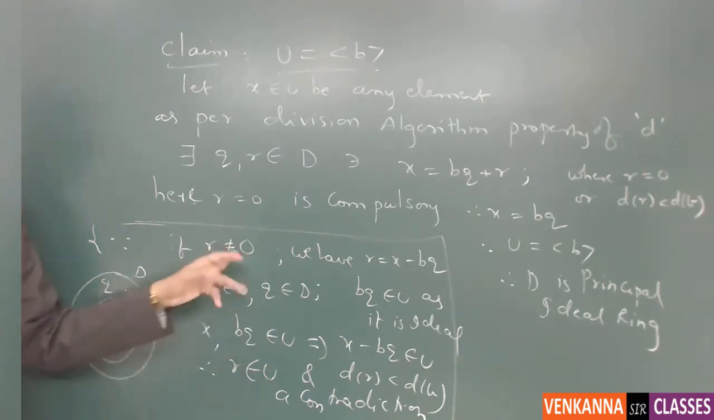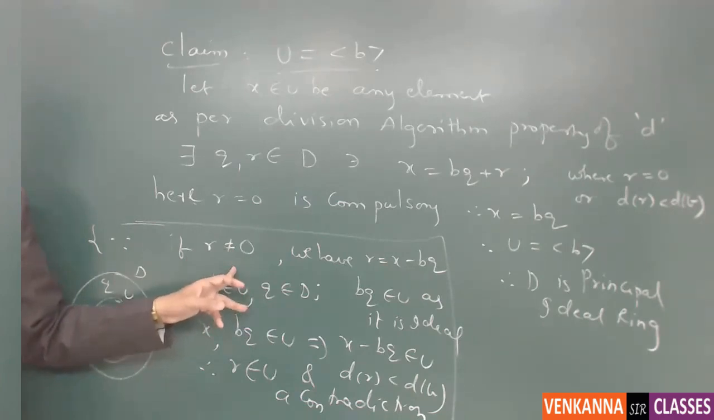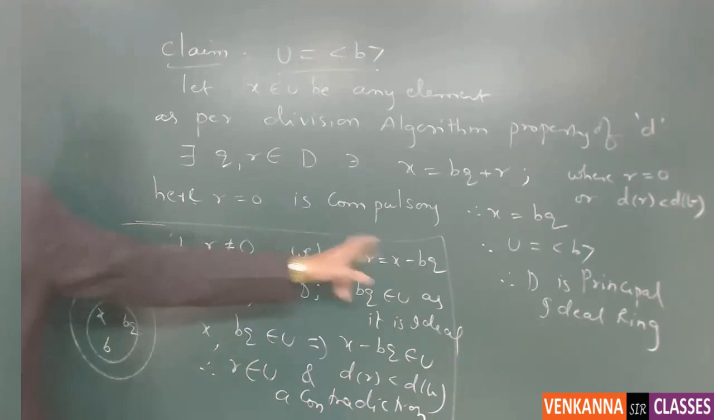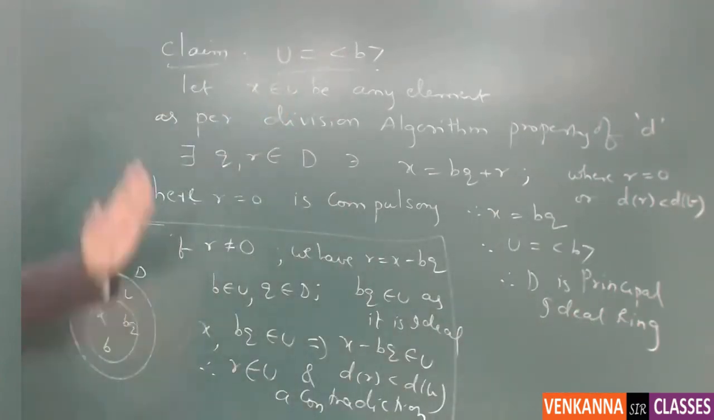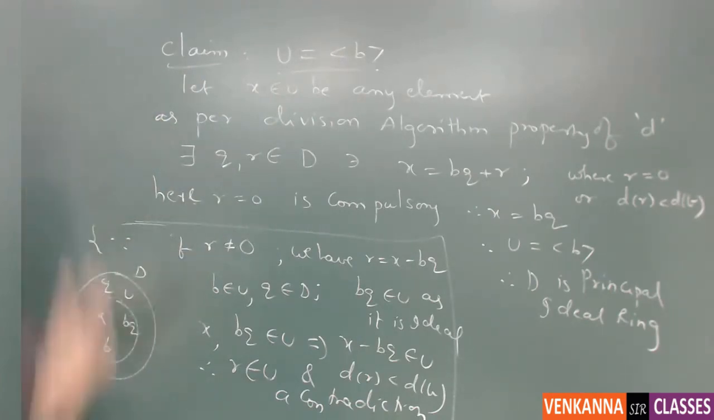Therefore, R not equal to 0 is not possible. So the only possibility is R equal to 0, which is compulsory. Hence, it becomes a principal ideal ring. Same steps, same lines you have written for that proof also. Z plus dot is a principal ideal ring. You can compare both proofs. No change at all. You simply rewrote the proof again.